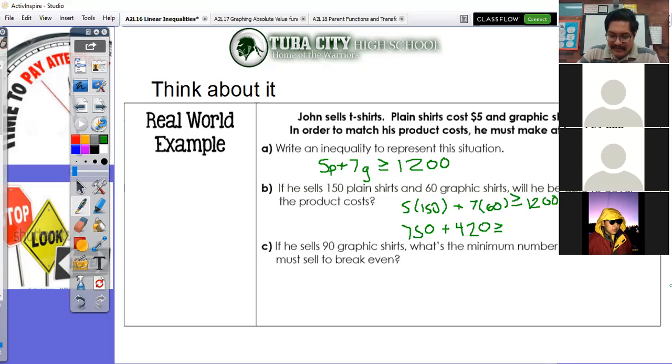All right, and add that to 750. And let's see, we got one more step. I already added them, so let's see what we got. We got 1170 greater than 1,200, which in this case, the answer is no, he does not make up his cost because he did not sell enough shirts to pay for the cost of running the business, because having a business, you have to consider what it costs to run it, not just how much money it brings in.